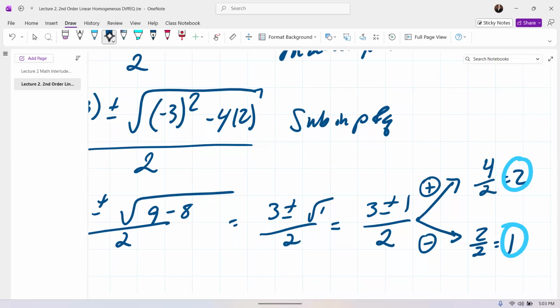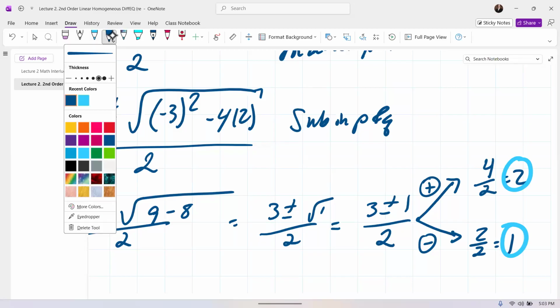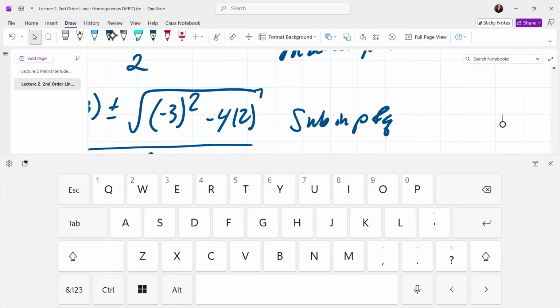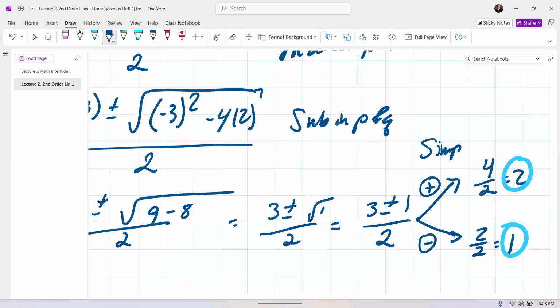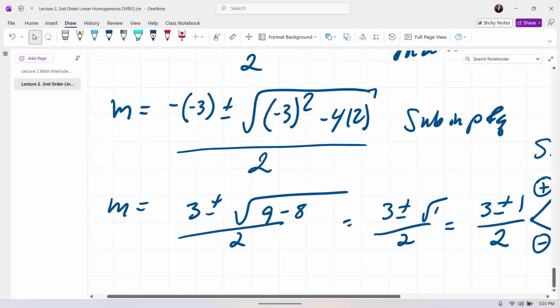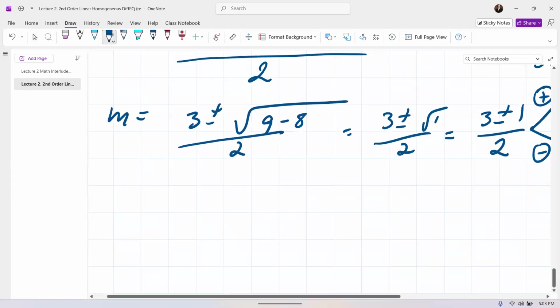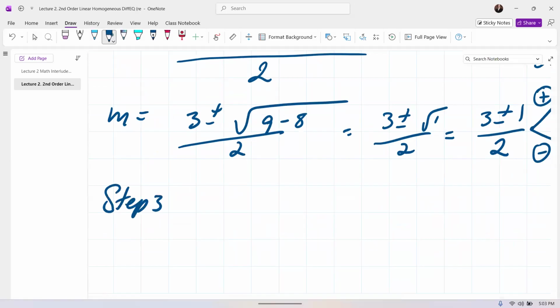All right, let me just double check and make sure. Yes, I agree. And what I forgot to write is simplify. This is all simplify, which is what all this line is down here. All right. So the next thing we want to do is just make a note. Okay, actually we can do this in step 3, which is select the correct solution form.